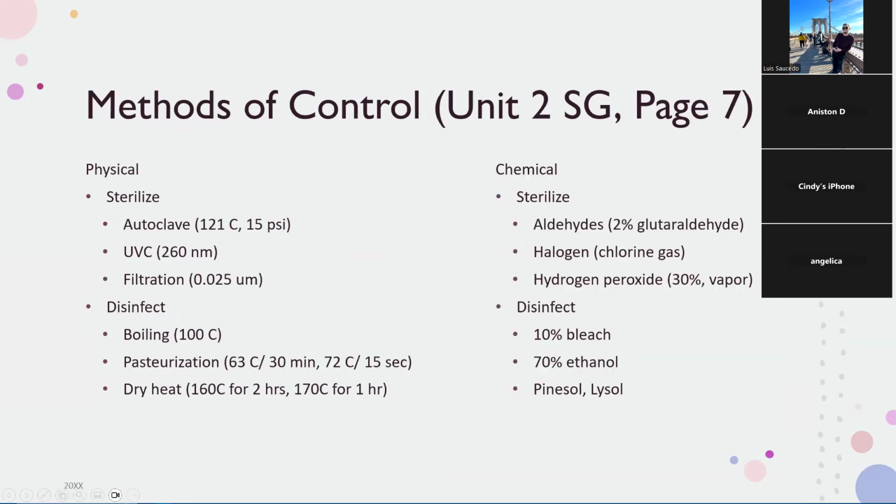Okay, the stuff that we do need to focus on is methods of control. Like I mentioned before, I can ask you a question like, give me two physical ways to sterilize this microbe. Give me two ways to disinfect this microbe. Give me two ways to chemically sterilize, chemically disinfect. I kind of have it broken up like this: what are my physical sterilants? Autoclaving, ultraviolet light, and filtration or mechanical filtration. And my chemical sterilants are the ozone, aldehydes, halogens, and hydrogen peroxide.